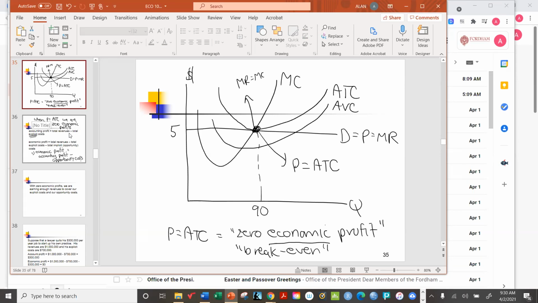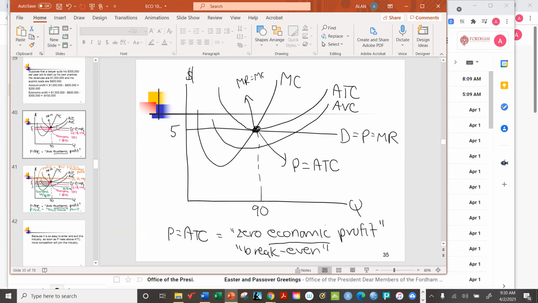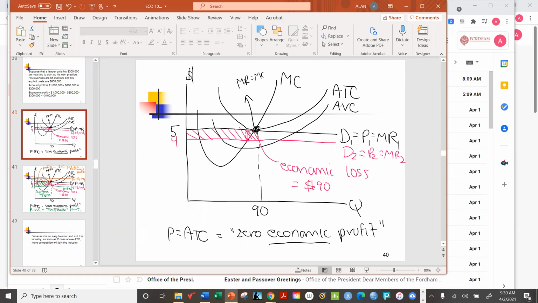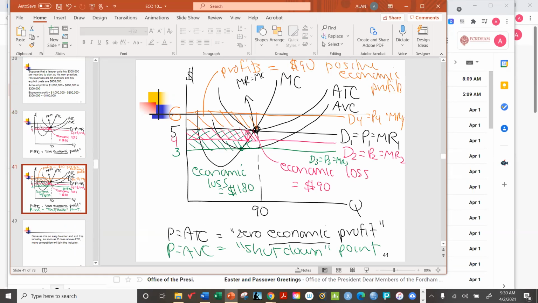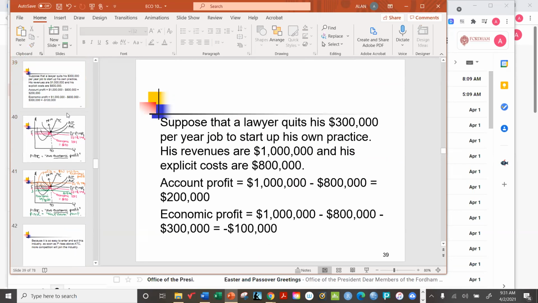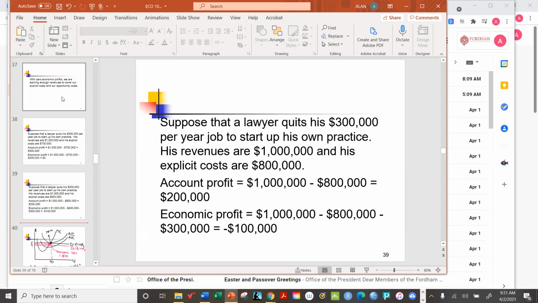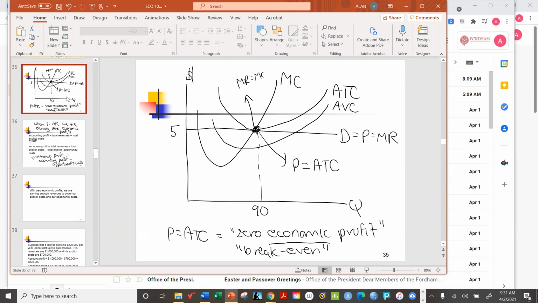In other words, what happens if instead of this graph, let's see. Oh man, look how crowded this is getting. Let me show you what would happen if, in this example, the price went up.